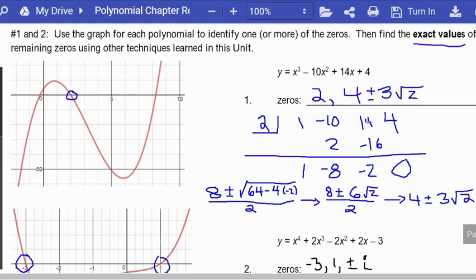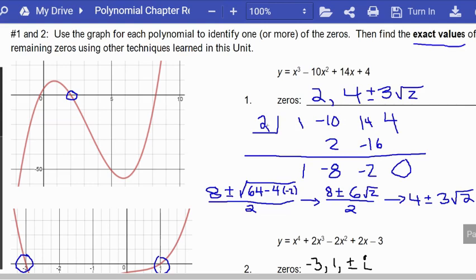Once I send it through synthetic division, I've got this reduced polynomial x squared minus 8x minus 2. So I send that through the quadratic formula. Again, this one asked for exact values. So the fact that I got the square root of, this must have been the square root of 72, I have factored out the square root of 36. The square root of 36 is 6. And then 8 divided by 2 is 4, 6 divided by 2 is 3. And so I end up with 4 plus or minus 3 times the square root of 2.